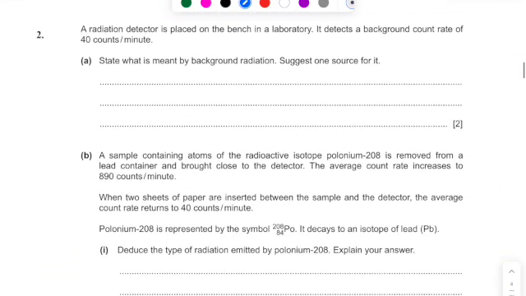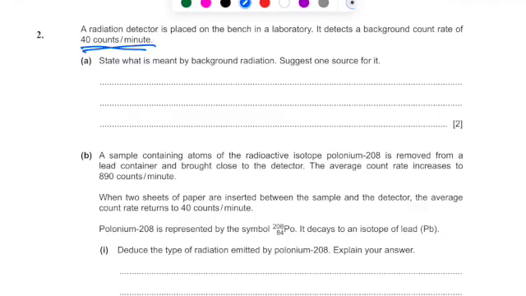Coming to question number 2. A radiation detector is placed on the bench in a laboratory. It detects a background count rate of 40 counts. The background count is 40 counts per minute.